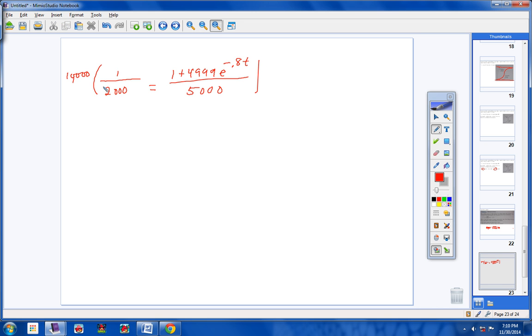That would give me 5,000 over here, and over here it would give me 2,000 times this whole expression. Now I would divide both sides by 2,000, so I would then have this. 5,000 divided by 2,000 is 2.5. I'm going to divide this side by 2,000 and this side by 2,000, so I'm left with 2.5 equals this.